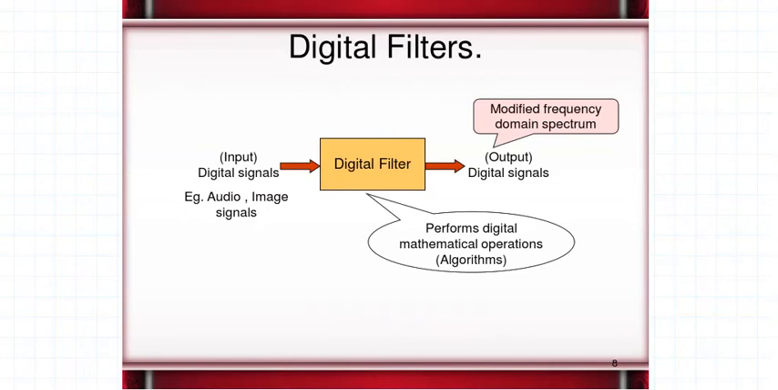So digital filters are basically, as I said, nothing but an algorithm, a certain set of mathematical operations that operate on the input signals and result in the desired output signal. Input signals can be audio, image, or music signals, right? And the output is what we desire. The modified spectrum is what we expect. The digital filter should modify the spectrum of the input signal and give us a modified output spectrum. That is the role of a digital filter.